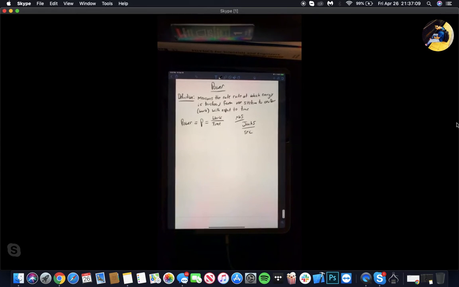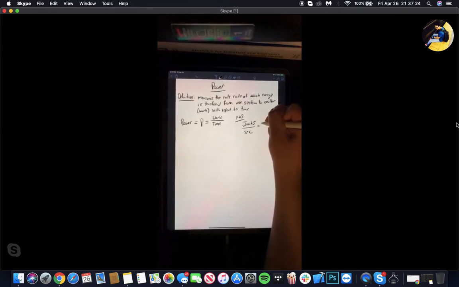This measures how fast. Now we're measuring with time. So how many joules per second is how much energy is transferring from one system to another per second. And this gives you the famous watt.